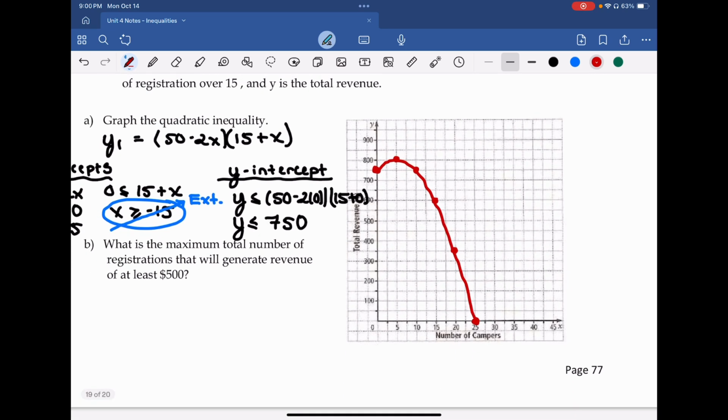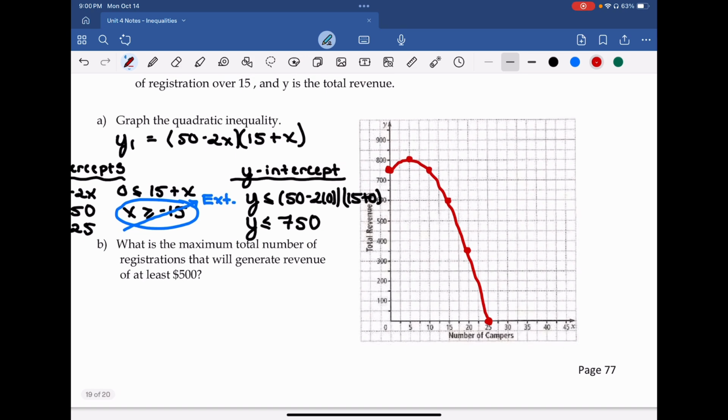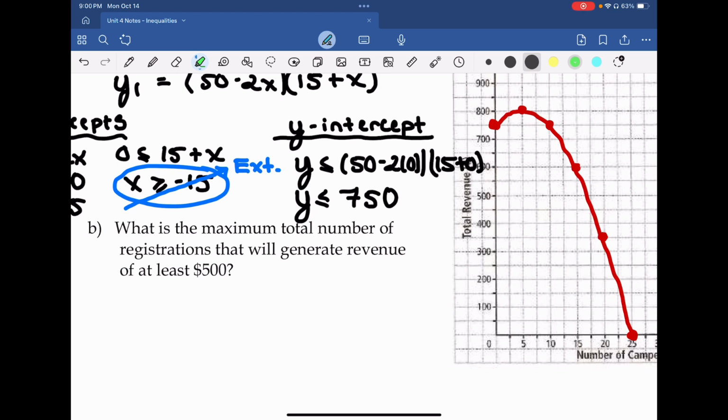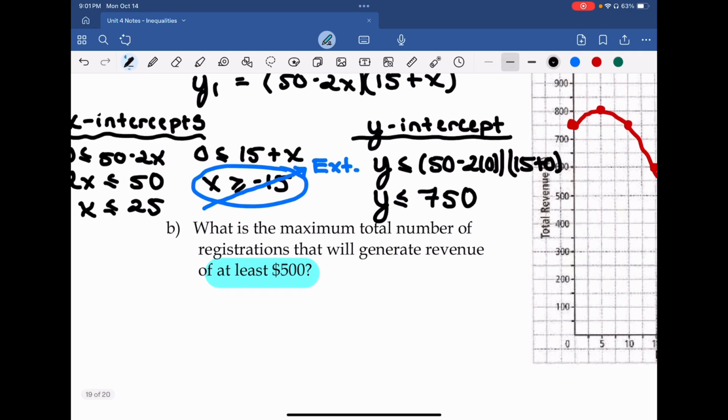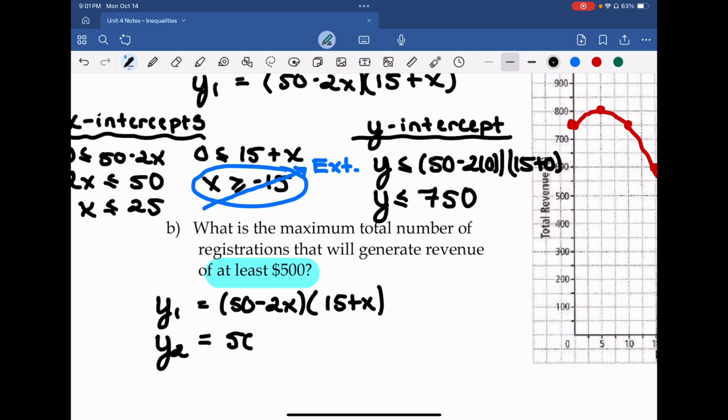Now, what is the maximum total number of registrations that will generate a revenue of at least? At least is such a key word. That means that it must be greater than this 500 or equal to that 500. To do this, we're going to actually graph this in our graphing calculator in y1. So we're going to type in that original function again, 50 minus 2x, which hopefully for you is already typed in, 15 plus x in the second binomial. In y2, what you're going to do is type in the 500.